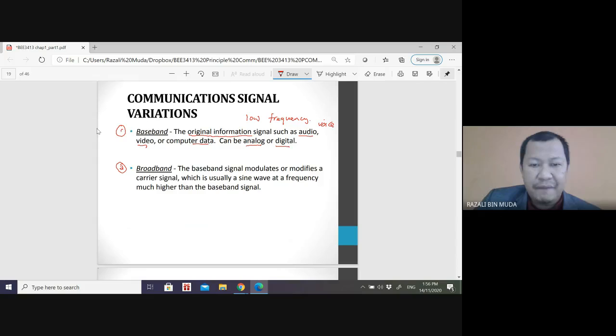The second one is broadband. The baseband signal modulates or modifies a carrier signal, which is usually a sine wave at a frequency much higher than the baseband signal. So when you have a low frequency baseband signal, you need a high frequency carrier signal. Now you have an information signal and a carrier signal. The information signal is baseband, the carrier is broadband. So these are the two, baseband and broadband.